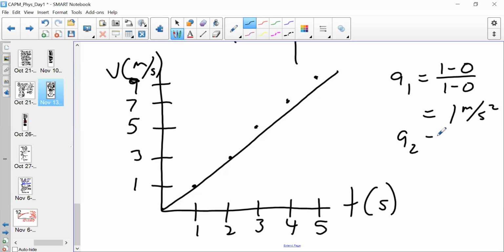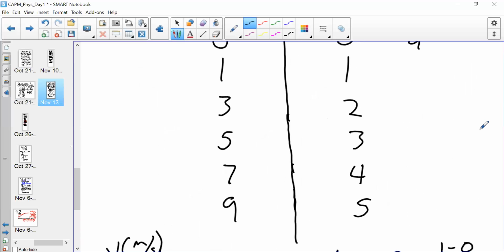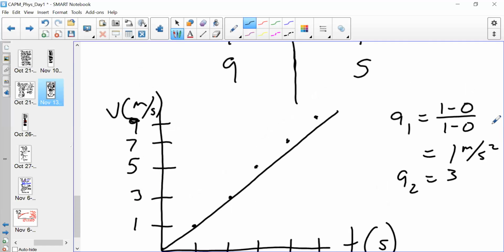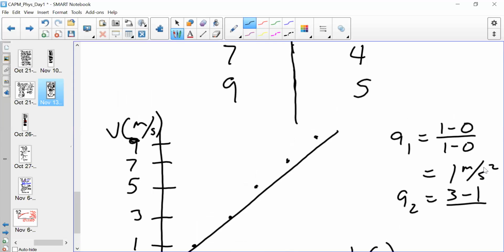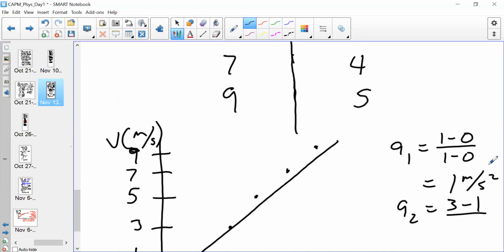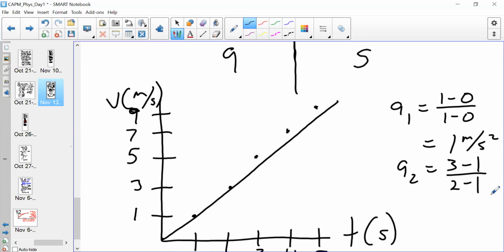Our second acceleration value is going to be, say, 3 minus 1 over 2 minus 1. That's going to be 2.